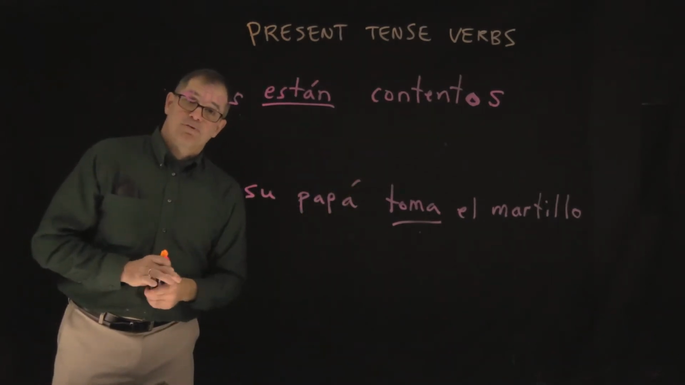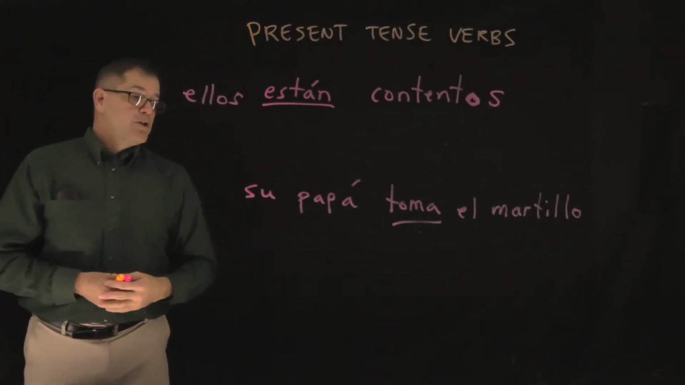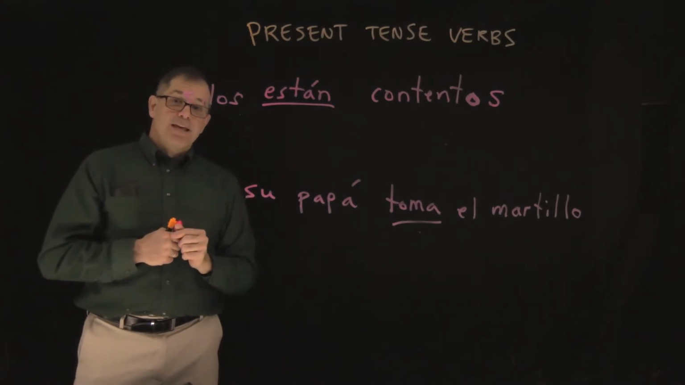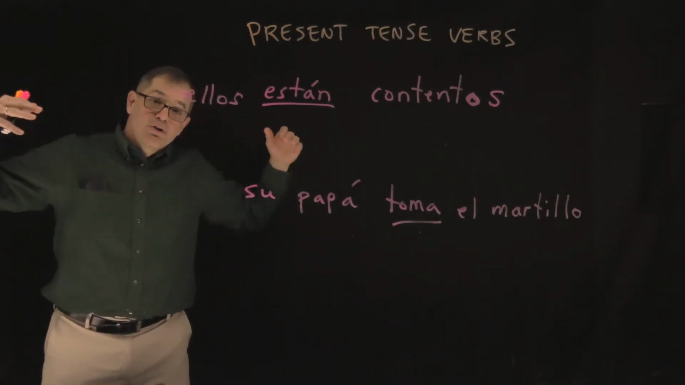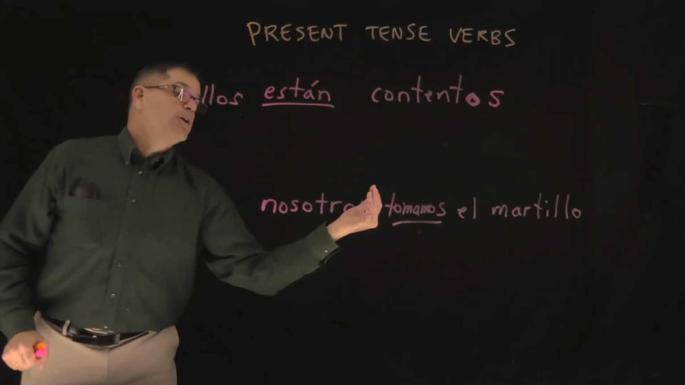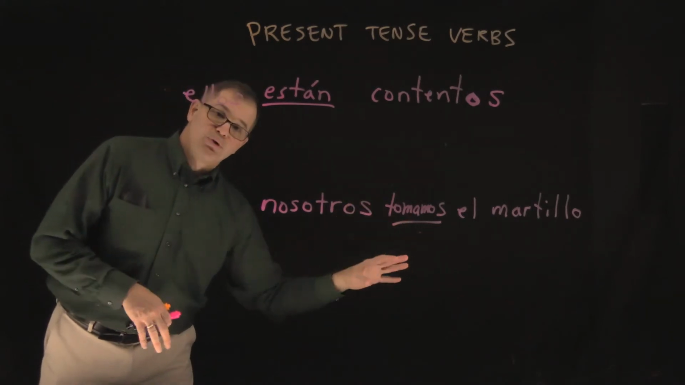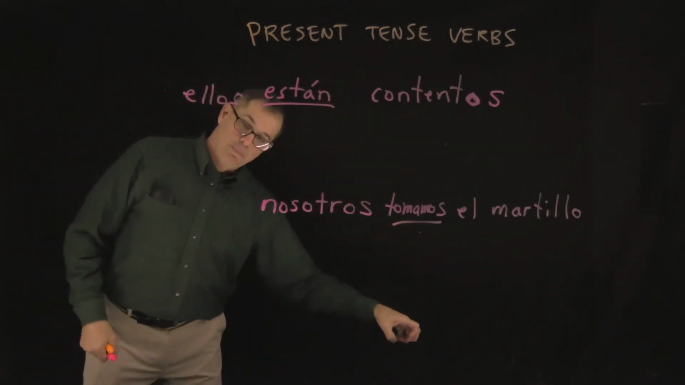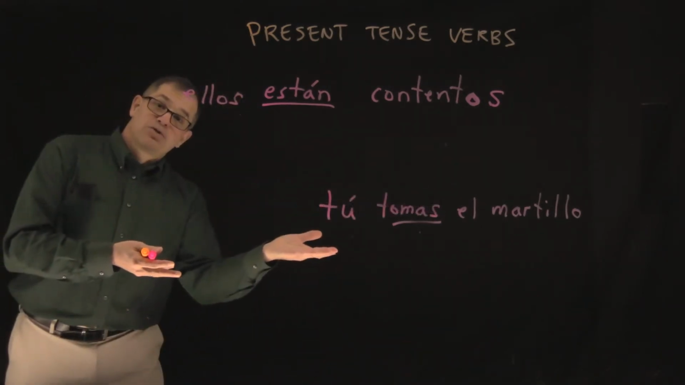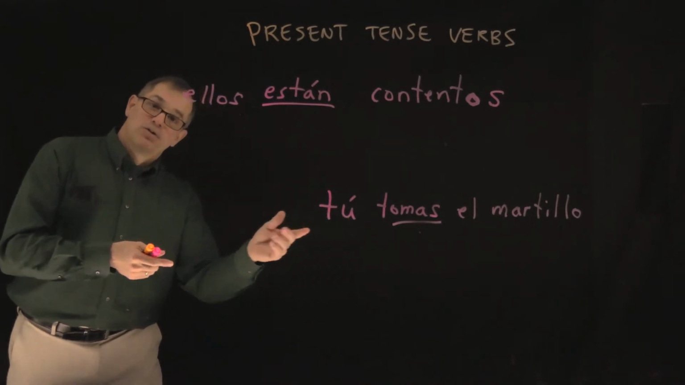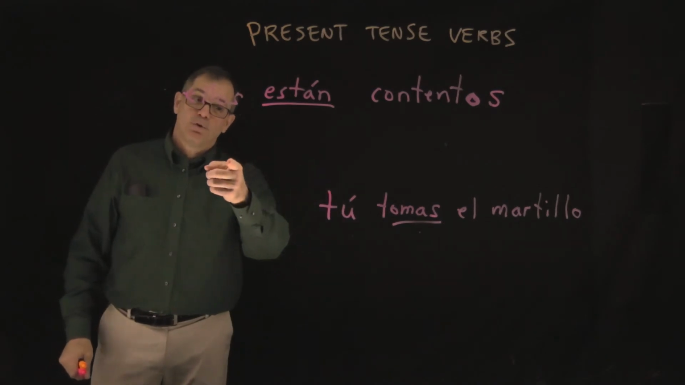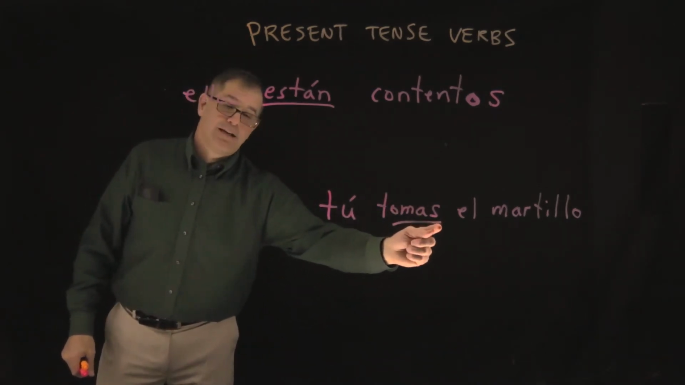Let's look at a couple examples of this one with just a regular AR verb. So, su papá toma el martillo. But what happens if we say nosotros? There we have nosotros, we, and we've had to change our verb to tomamos. Nosotros tomamos el martillo. Right? And let's try it one more time. What if we change to tú tomas el martillo? Tú tomas el martillo. I've changed the subject again to tú. Now I have to change my verb again to end in an S.